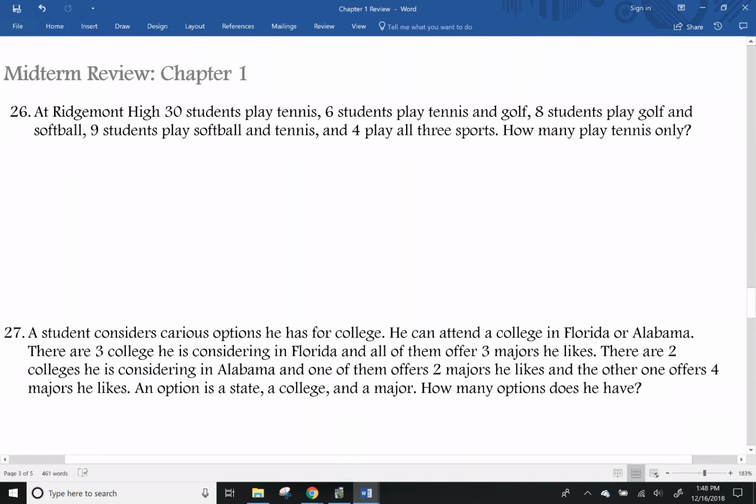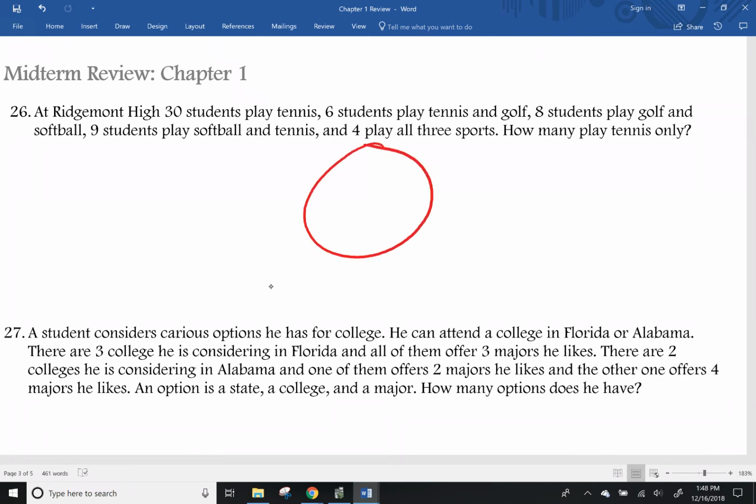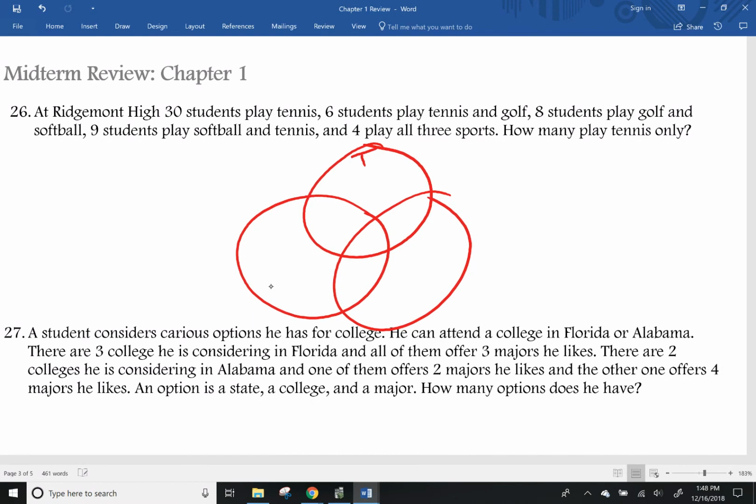At Ridgemont High, 30 students play tennis, 6 students play tennis and golf, 8 students play golf and softball, 9 students play softball and tennis, and 4 play all 3 sports. How many play tennis only? So I'm going to have a few circles here. All right, so this will be for tennis, this will be for golf, and this will be for softball.